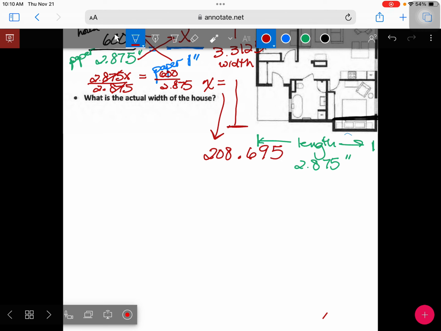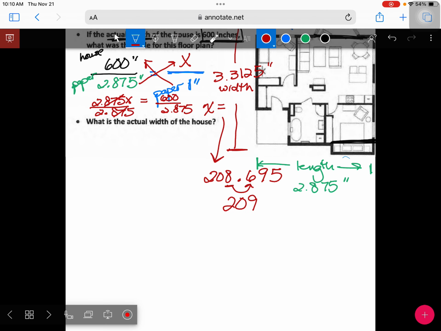208.695. I'm going to take that and round it to the ones place. So look next door, 5 or more, yes. So this is going to go up to 209. What's my units there? Oh, 6, 9. So, next.